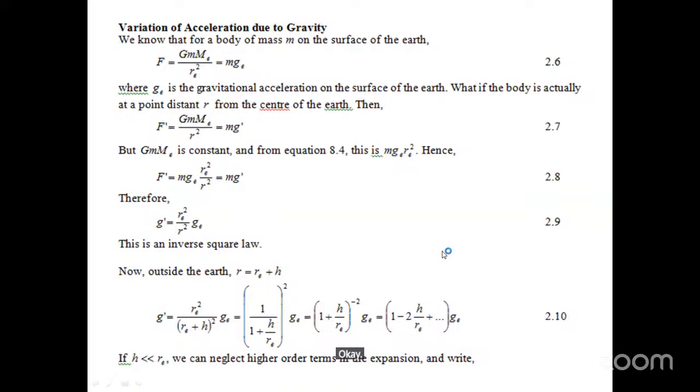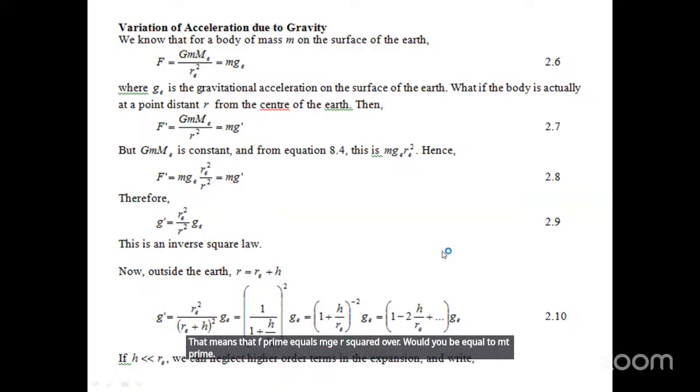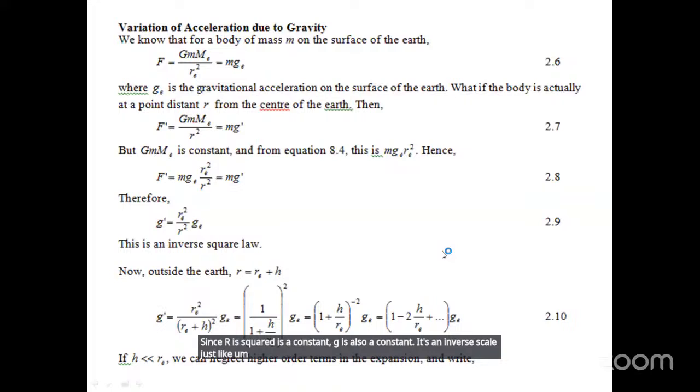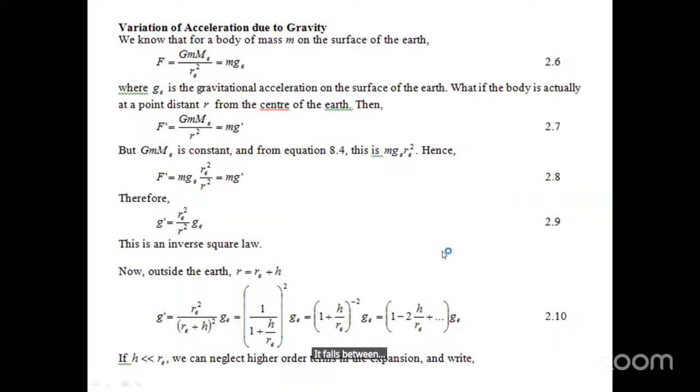Can you see that? Yes, sir. That means that F prime equals m g e Re squared over r squared, which will be equal to m g prime. We have seen that already from 2.7. Therefore, g prime equals Re squared over r squared times g e. Since Re squared is a constant, g e is also a constant. This is an inverse square law, just like Newton's law of gravitation, the force between two charges and things like that. They are all inverse square laws.